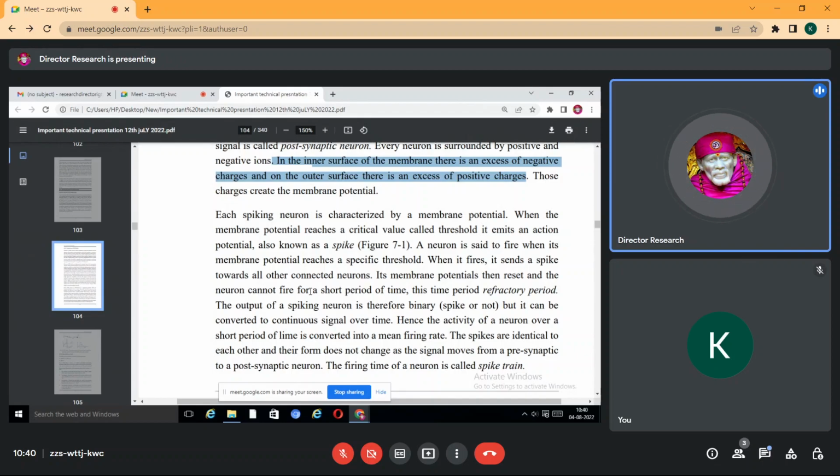The output of a spiking neuron is therefore binary, but it can be converted to a continuous signal over time. The activity of a neuron over a short period of time is connected to the mean firing rate. The spikes are identical to each other and their form does not change. The signal moves from the presynaptic to the postsynaptic neuron. The firing time of a neuron is called the spike time.